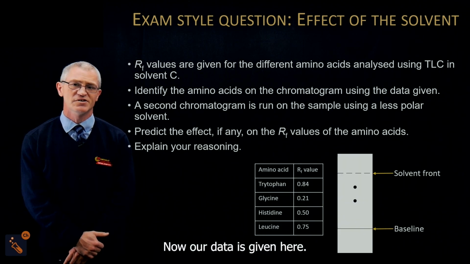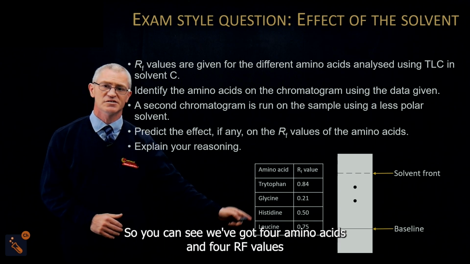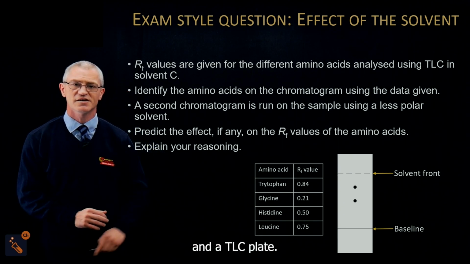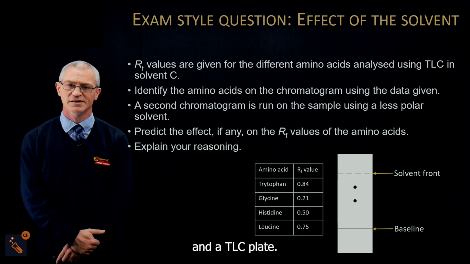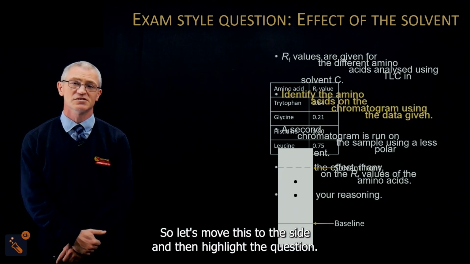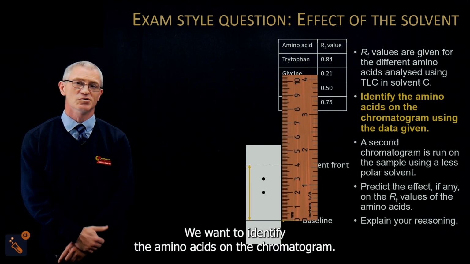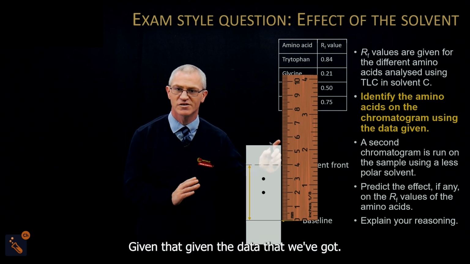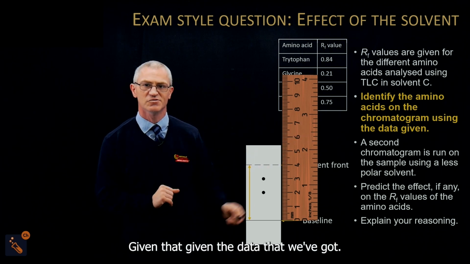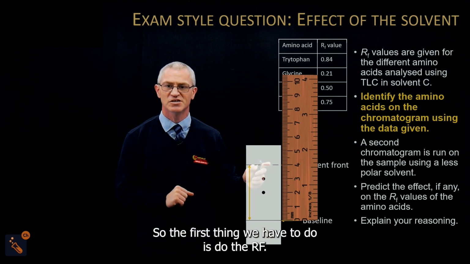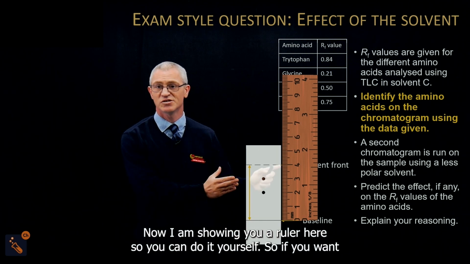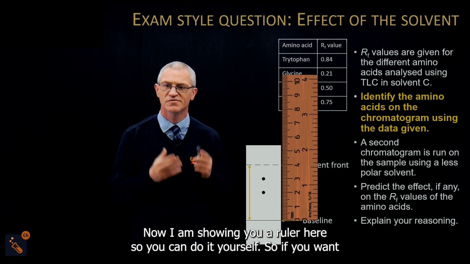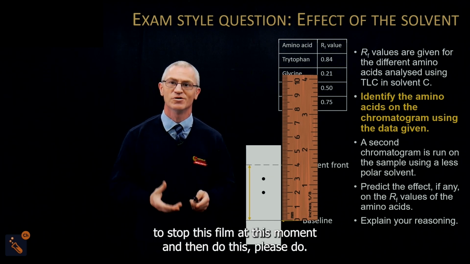Now our data is given here, so you can see we've got 4 amino acids and 4 RF values and a TLC plate. So let's move this to the side and then highlight the question we want. We want to identify the amino acids on the chromatogram given the data that we've got. So the first thing we have to do is do the RFs. Now I am showing you a ruler here so you can do it yourself. So if you want to stop this film at this moment and then do this, please do.